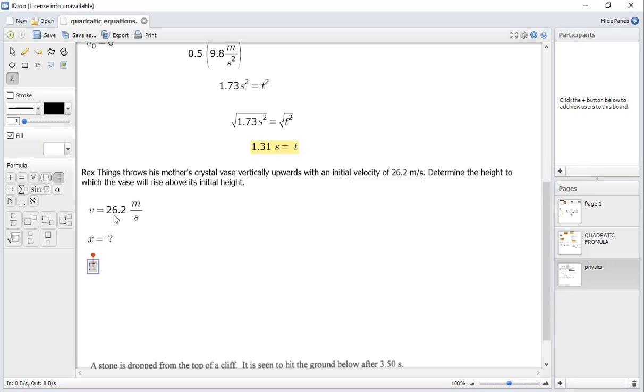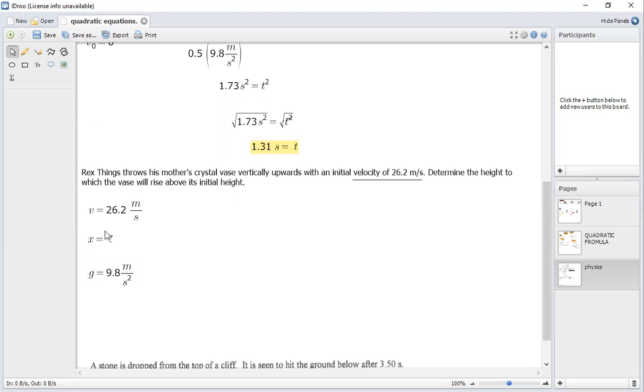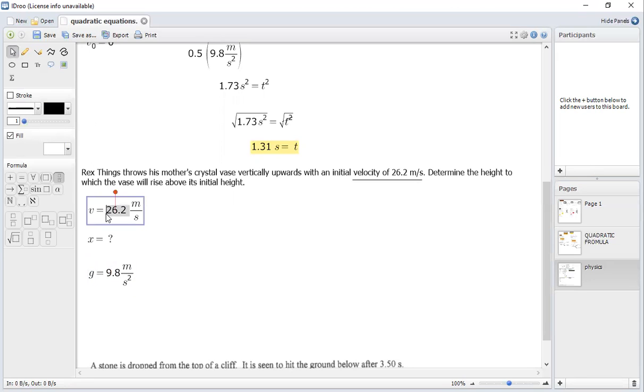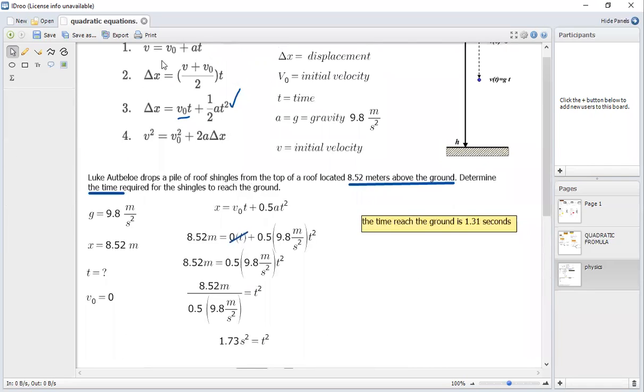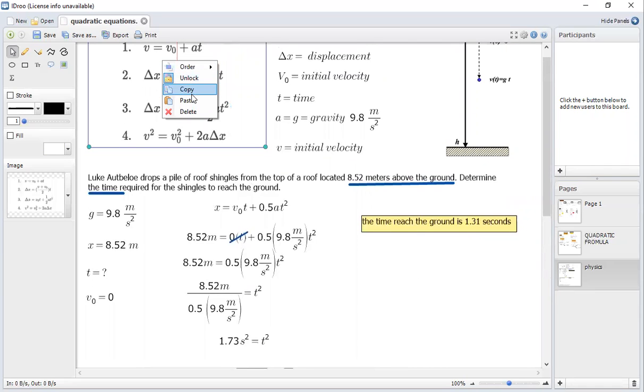If we had the initial velocity, what else do we need? Acceleration, which is 9.8 meters per second square. Okay, now having these three values, initial velocity, gravity, and we need to look for distance. What formula do we need to use?